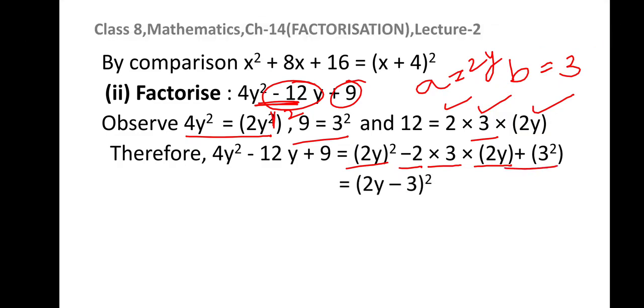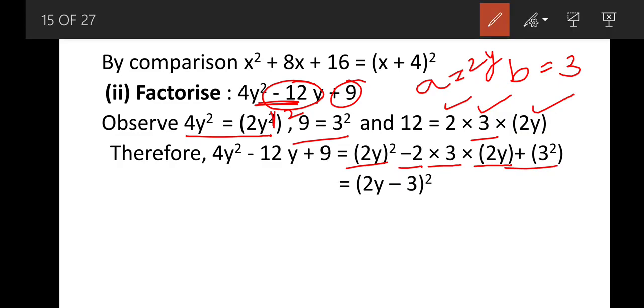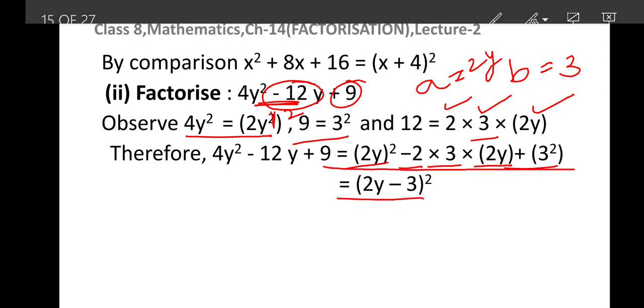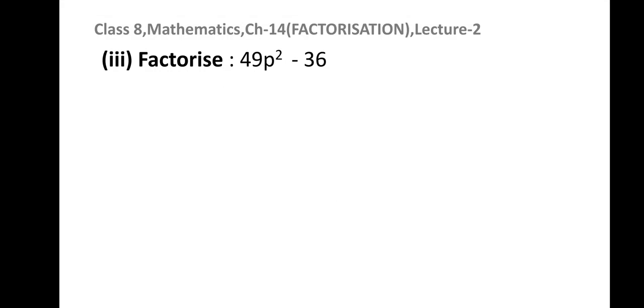So this side is given to us, and we need to express it as 2y minus 3 whole square. According to identity number 2, we need to write it as a minus b whole square, so we have written it like this. Coming to the third example, that is 49p square minus 36.